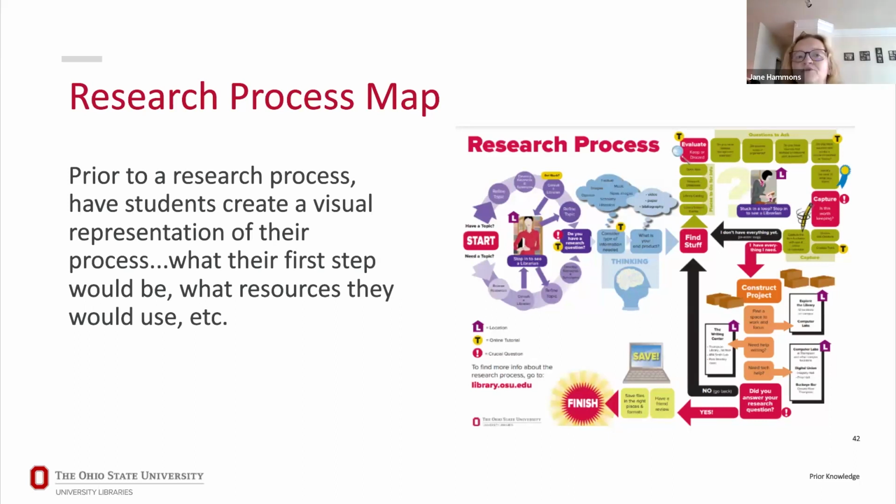Several people are saying that they would start at Google. Is that really where I want them to start? Or they're skipping the step of developing a research question. So having them develop their own research process map, think through their own process, what they already know about how to do research, and put that down somewhere.